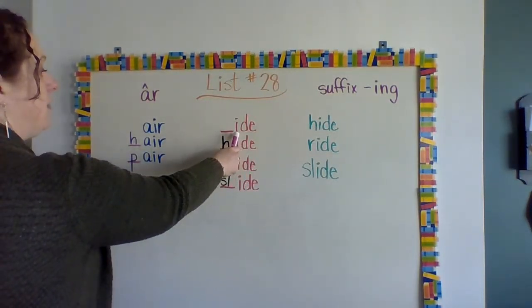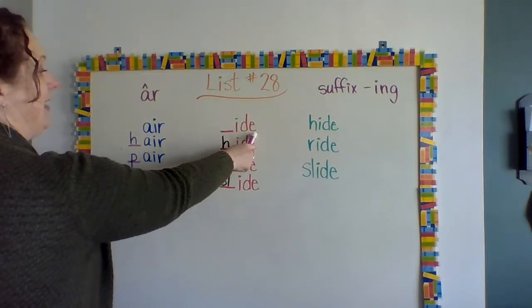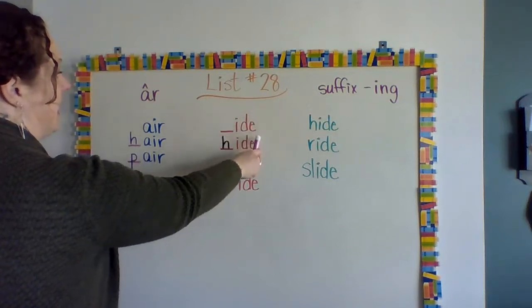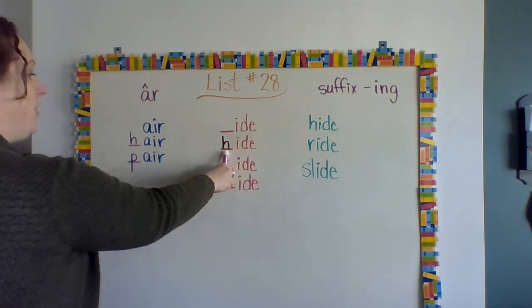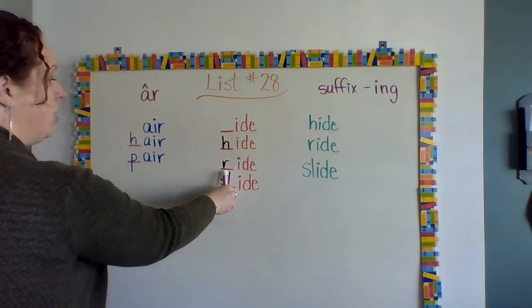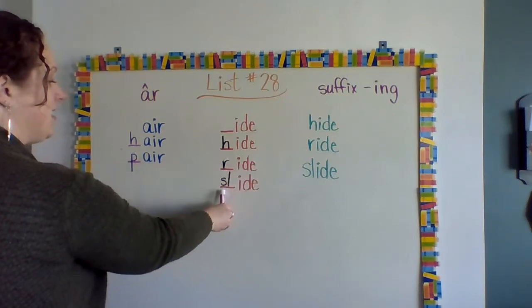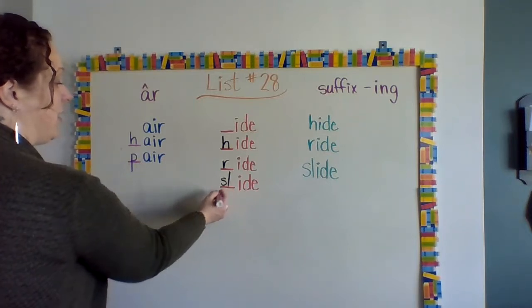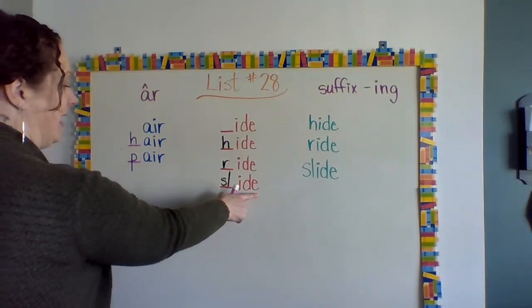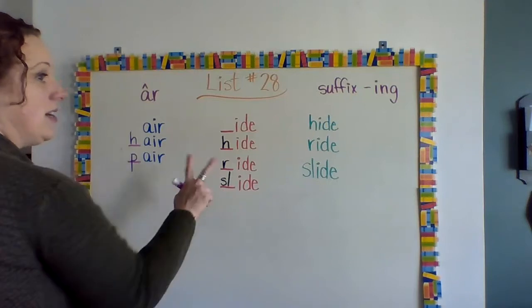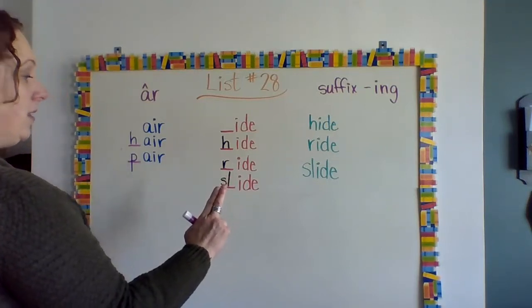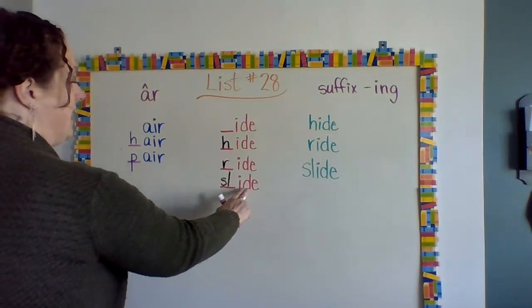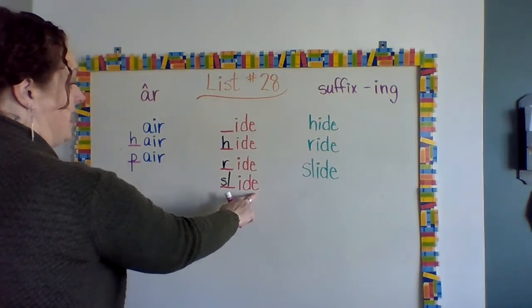We have the word family IDE, ide. So a long I. We don't hear this E. This E is silent. We're going to put an H in front of it. Hide, ride, and slide. Here's our word blend right here. S and L together, slide. Remember a blend, we hear both letters put together. Long I, silent E. So that E is tricky.